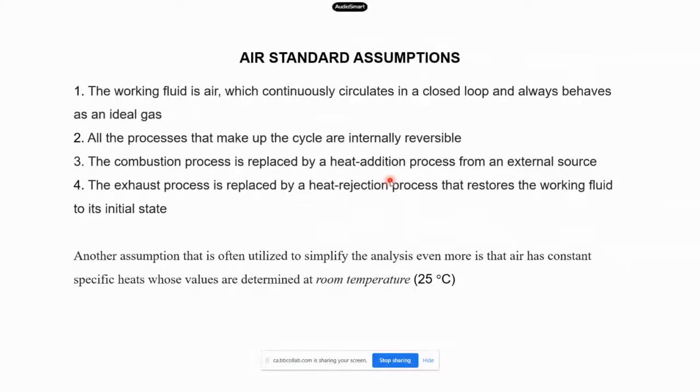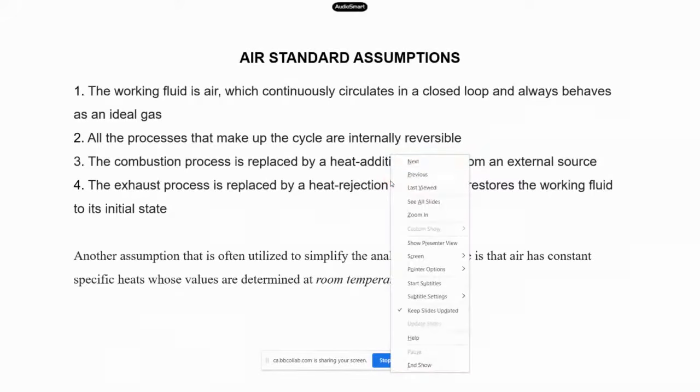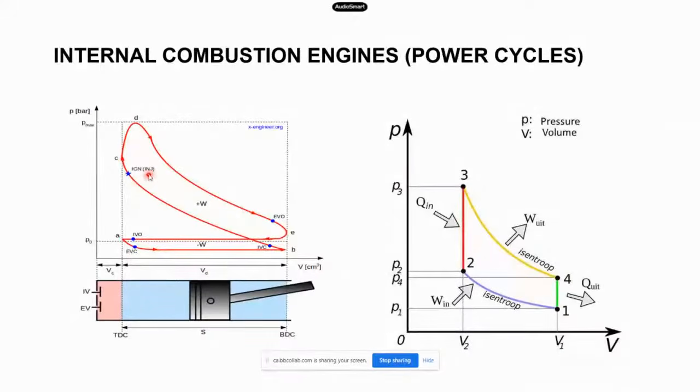The third one is that the combustion process is replaced by a heat addition process from an external source. Now let's go back to that sketch again. We say that the combustion process is taking place here between C and D. This is when the spark plugs ignite the fuel mixture to combust or to burn the fuel. That is represented by QE. Instead of a combustion process, we have heat addition at constant volume.